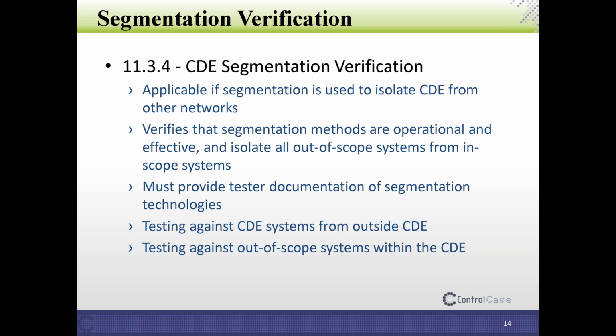More often than not, this would involve the tester knowing about the proposed segmentation technology and architecture, and really using the tests to validate that those technologies are working appropriately.